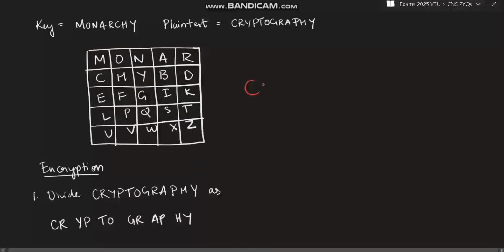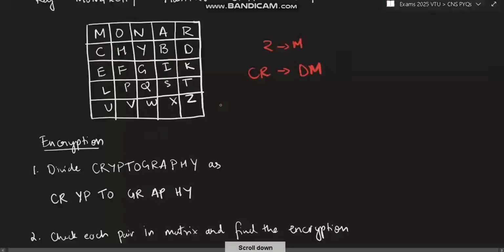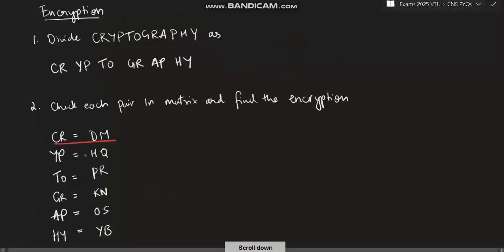Like that you have to take. For C it will become D. That will be encrypted. Next is R, right? Because the second letter is R, we have to encrypt. The same thing you will do. In R, you will go in the same row. Wherever C is present, that column's letter you will take. So for R, it will become M. So for CR, it will become DM. That is the way you will be doing it.